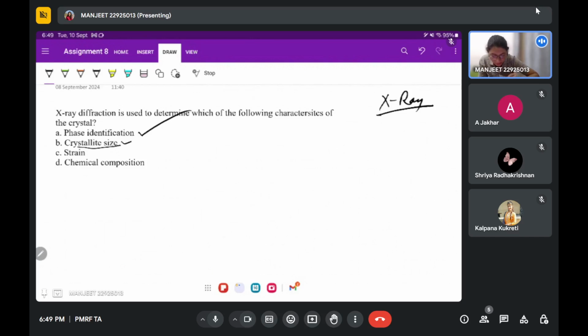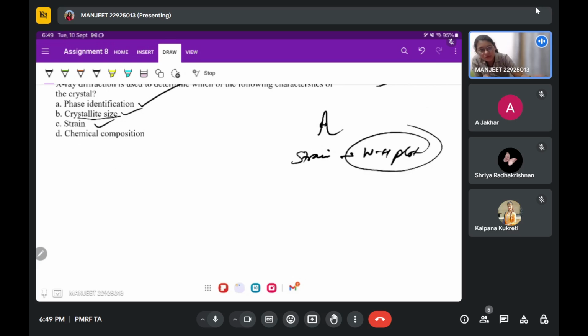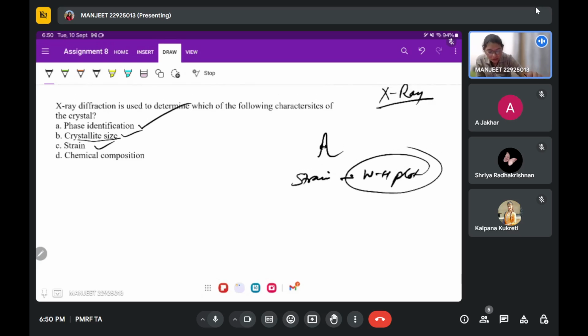Crystallite size, because we can calculate crystallite size from the peak width. If we know the FWHM of the peak, then I can calculate the crystallite size of the crystal. Is XRD used for crystal strain? Yes, strain is calculated with the help of your WH plot. From the WH plot we need the theta of the peak and its FWHM value, and from there we can calculate how much strain there is in the crystal.